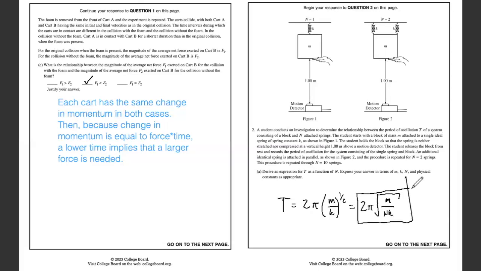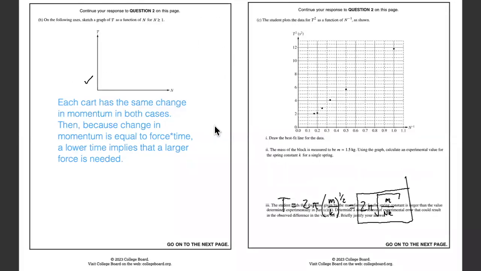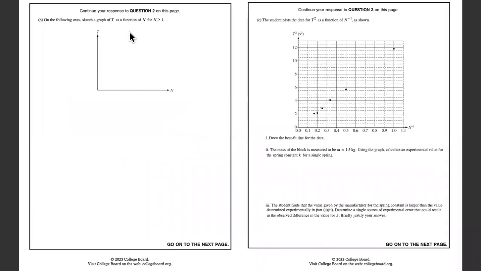Good. Moving on to the next page, right? The next page is actually not too bad. The next page just has one part. It tells us to sketch a graph for T as a function of n if n is greater than or equal to 1. So I'll go ahead and mark n is equal to 1 right there. And what you should find is an inverse square root function. Again, pretty difficult to draw with my tablet.